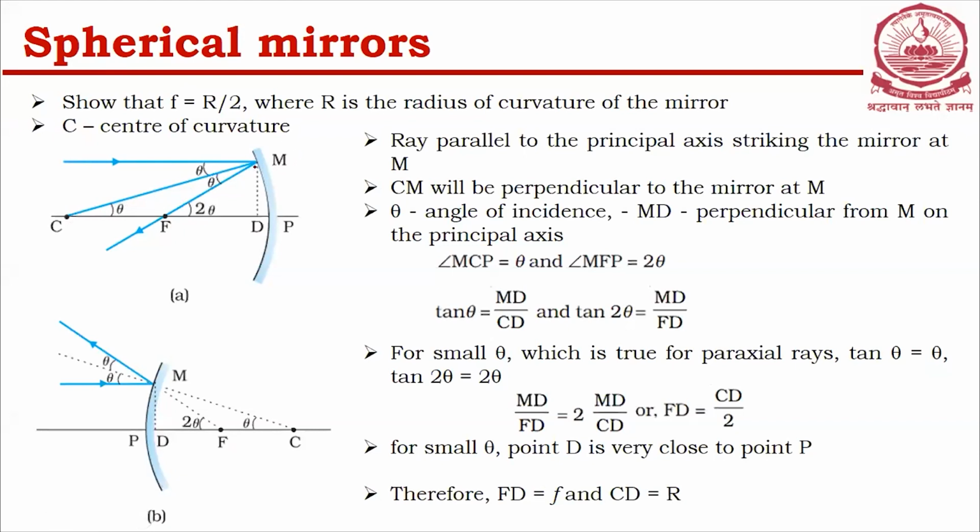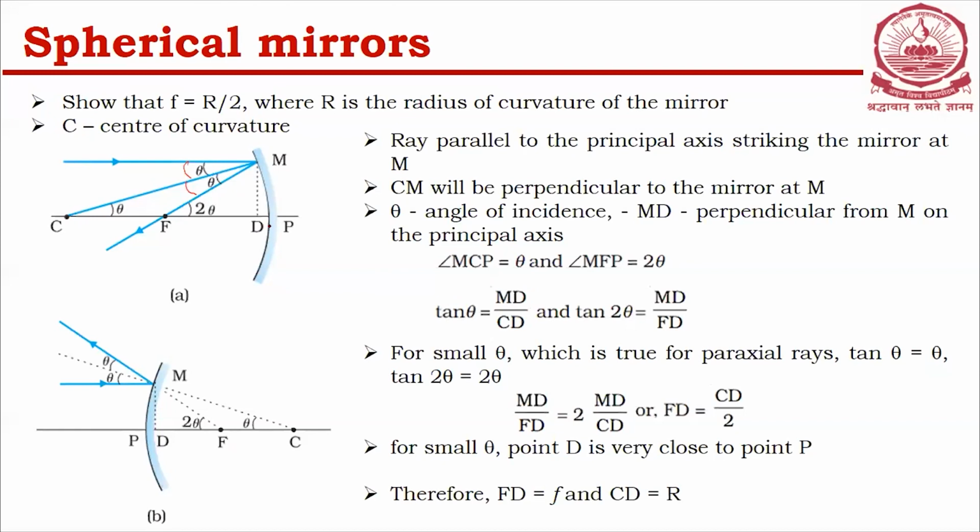So I will just show this. This is the angle we are taking, and this is also the angle. This line is parallel to this incident ray, and it is crossing these two rays, so this angle should be 2 theta. Now tan theta should be equal to MD divided by CD, that is opposite side by adjacent side, and tan 2 theta should be equal to MD divided by FD. I hope you understand this.